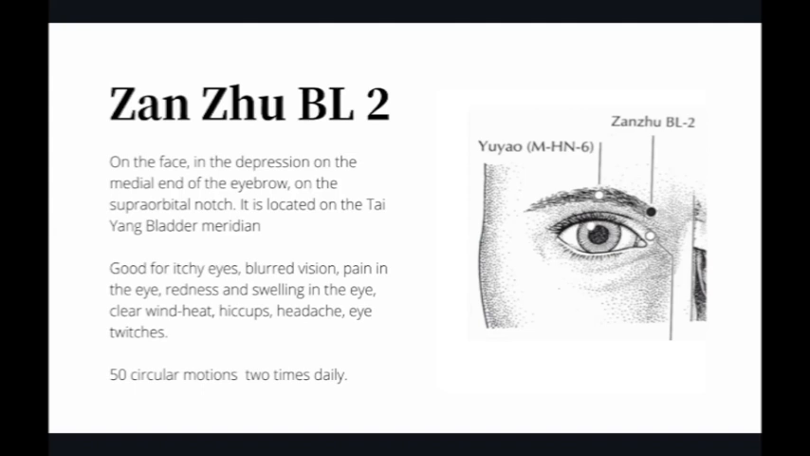and eye twitches. So I've also needled recently a Bell's palsy patient here because she's unable to move her eyebrow. It's a bit droopy. So I needled a few points along the eyebrow to help her gain that motion back. So with this, you can also use a similar way to massage it. Use 50 circular motions 2 times daily. So after you wake up and before you sleep, when you wash your face, you can do this.